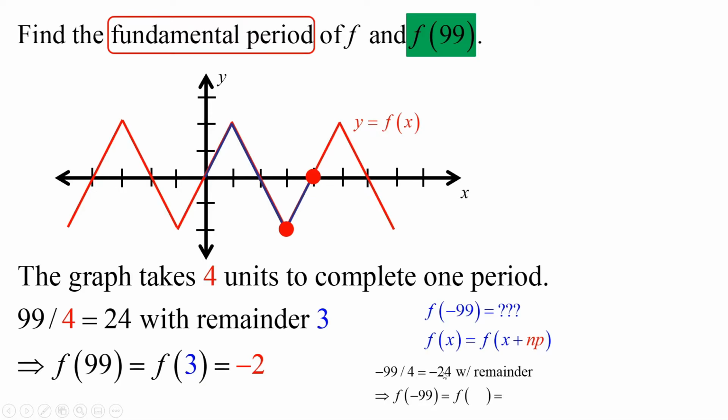Now 4 times -24 would be -96. And I need -3 more to get to -99. So my remainder is -3. So that implies f of -99 equals f of -3. Now I can look at the graph. -1, -2, -3. What is this output right there? +2. So f of -99 equals f of -3, which equals 2.